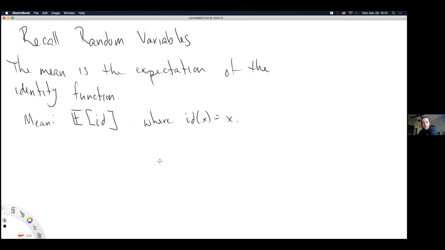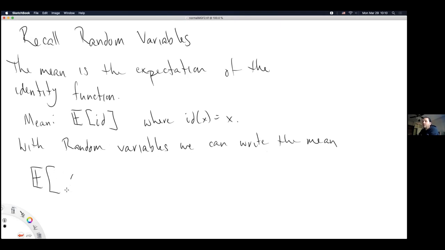Now, it's almost a benefit of random variables: with random variables, we can write the mean as the expected value of X. But notice this is very similar to as if we just took the right-hand side of the identity function, made it capital, and plugged it into the expectation.